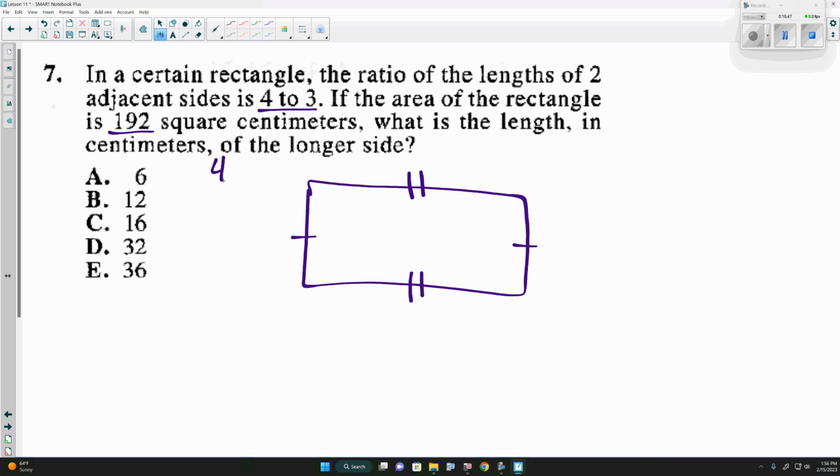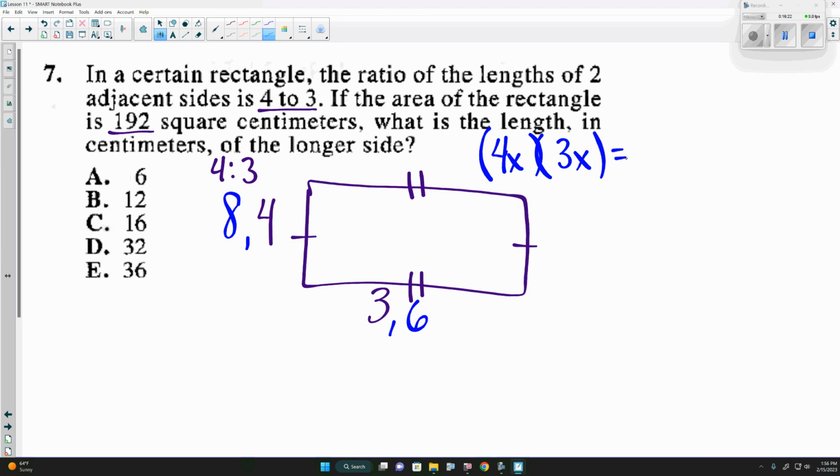Now 4:3, all that's saying is that for every 4 centimeters this side has, this side's going to have 3. So if we said that this side was 8, because for every 4 that we add to one, we add 3 to the other. Well, for every group of 4, we can call it 4x, and these here will multiply together to give us what?